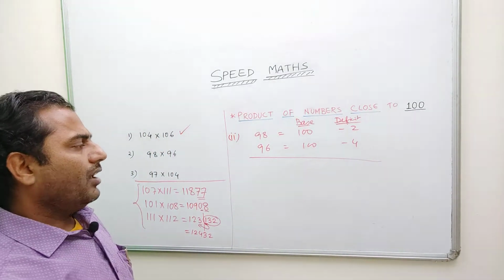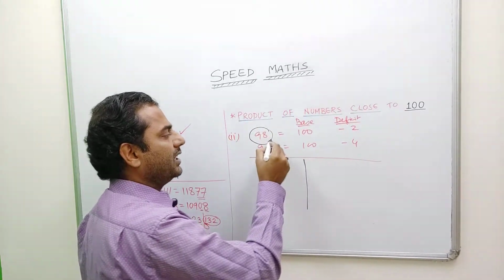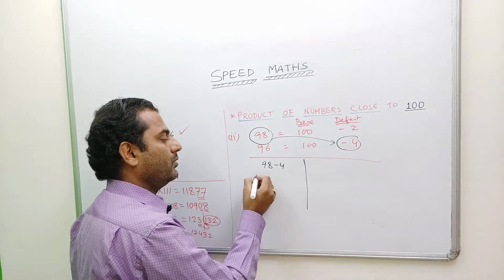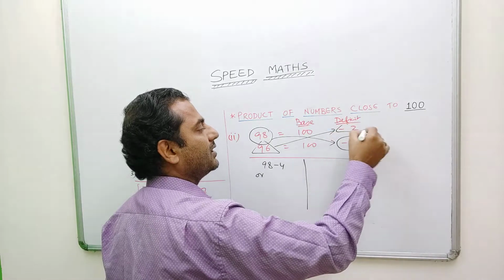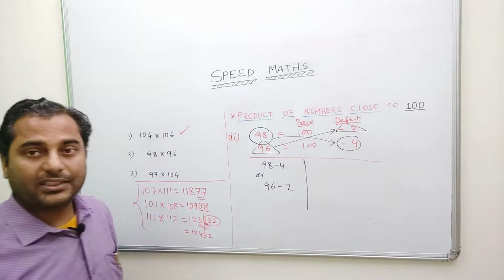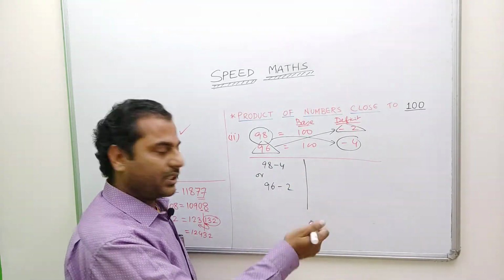So what will happen here? The method is the same, the answer will be found in the same manner. Like this is 98 and this deficit will be subtracted. So 98 minus 4, or if you want you can take this 96, then subtract this deficit from the given number. So 96 minus 2. Look at these two differences. 98 minus 4 is 94. 96 minus 2 is again 94.